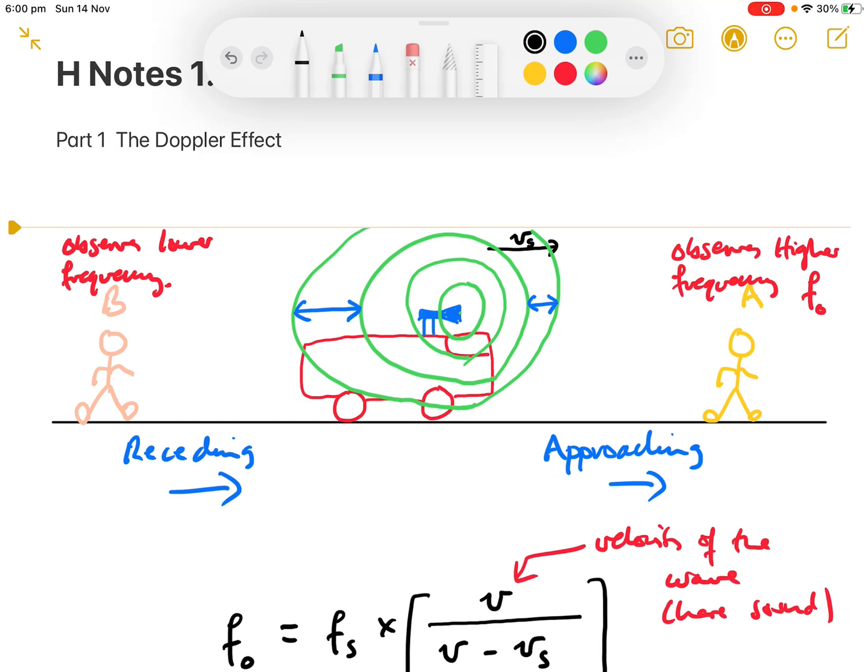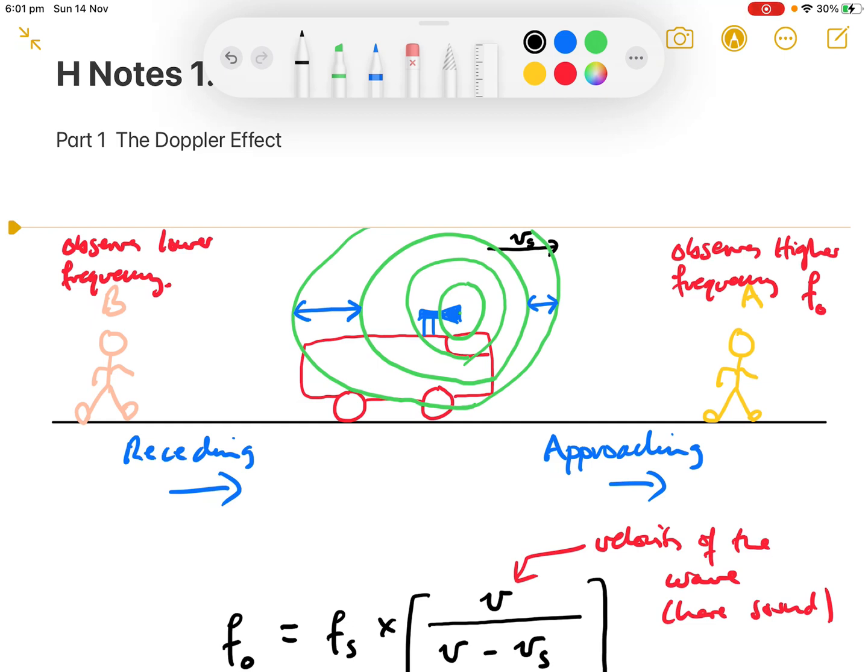Under normal circumstances, that note would have a frequency which we'll call Fs for the source frequency. But because the source of the sound waves itself is moving, that actually changes the frequency ahead of the fire engine and behind it, as the diagram shows. So for example, let's imagine the fire engine's going along the road and we've got two observers. One in front of the fire engine, we'll call him A, and one behind the fire engine, we'll call him B.